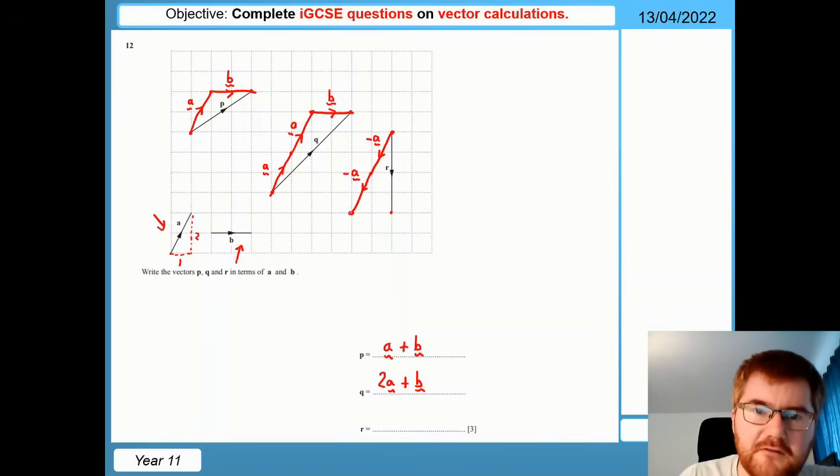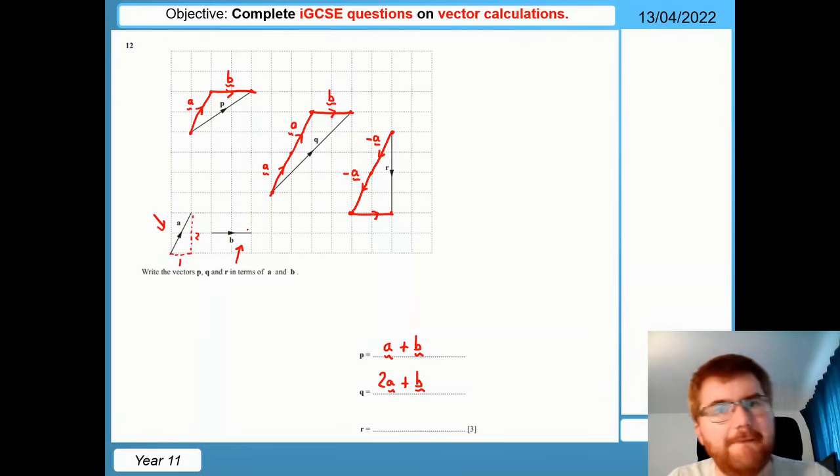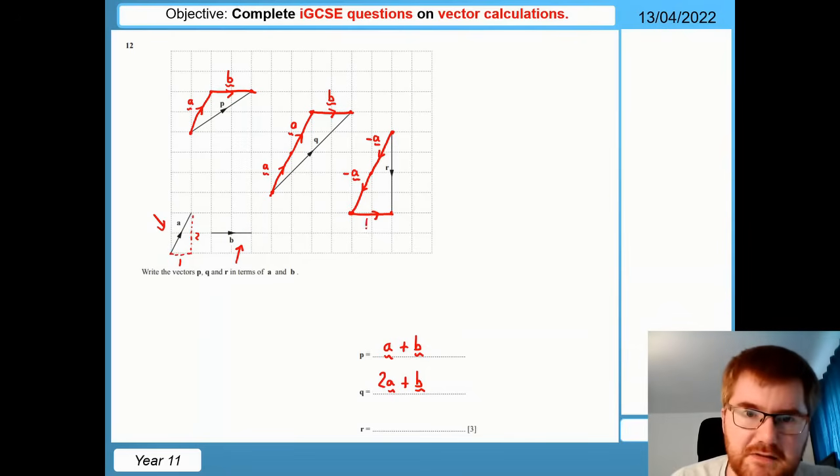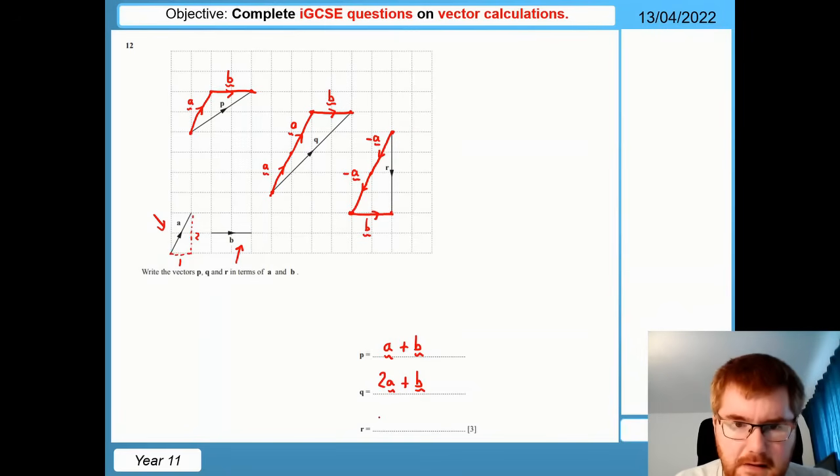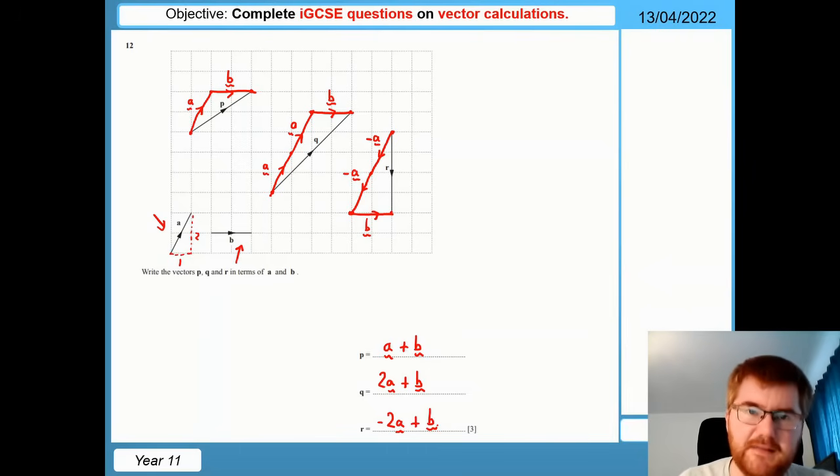And now we want to go from this point to the end point of R. So that's that vector we've been using quite a lot here. But remember, we're following the arrow, so it's going to be positive B. So to go from here to here, we've got minus A, that's minus 2 lots of A. And then we've got our plus B, so we need to pop in the plus B there.